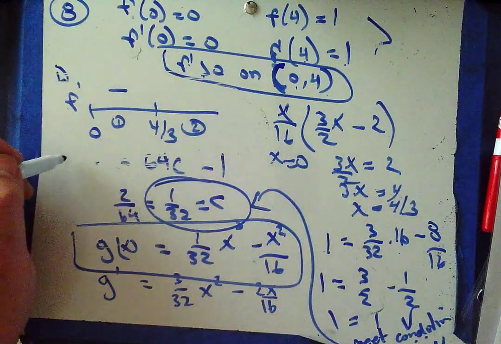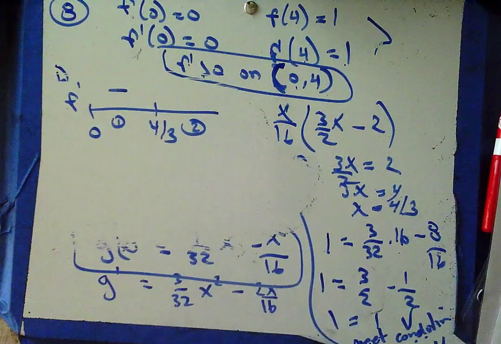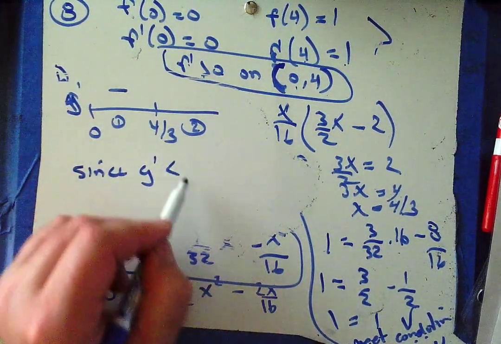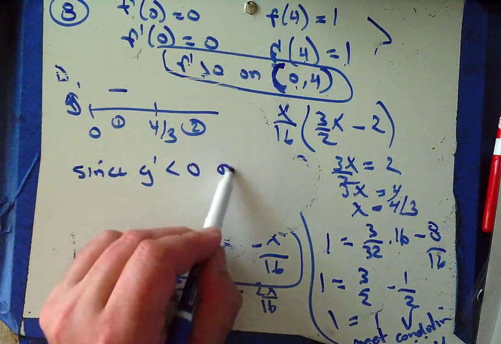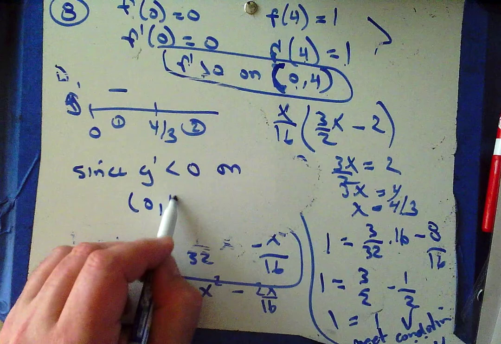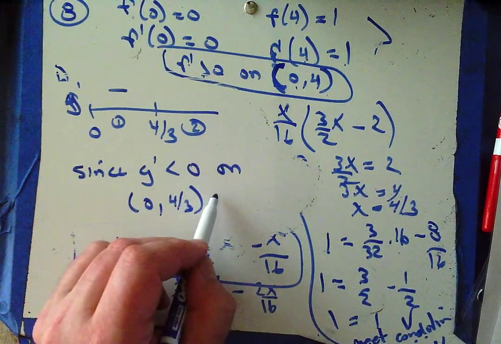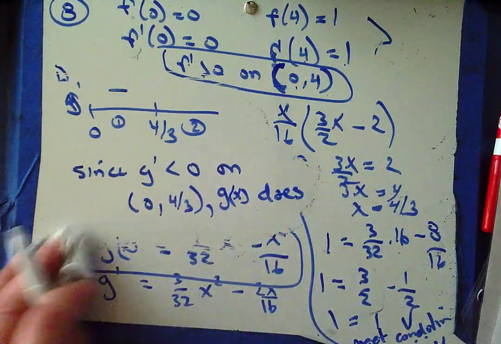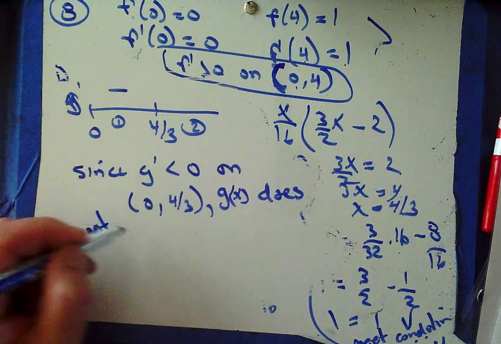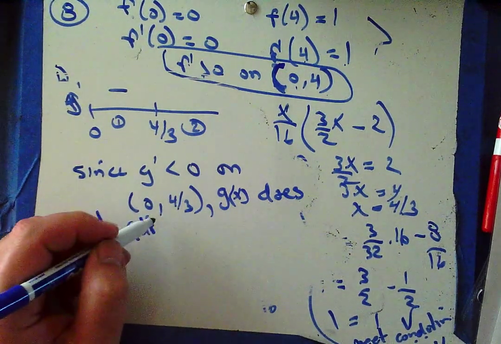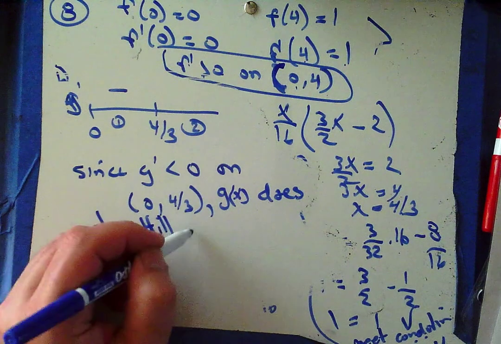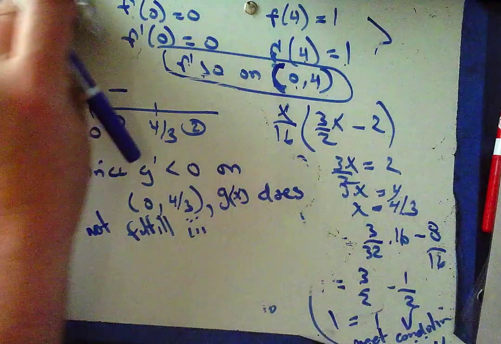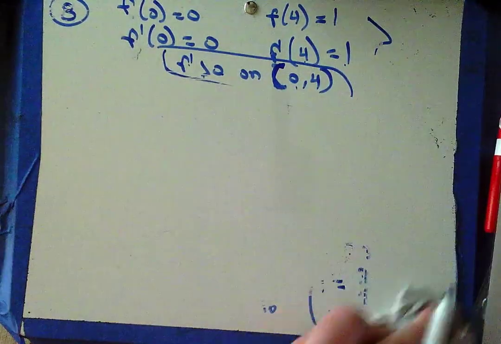Well, since g prime is less than 0 on 0 to 4/3, g of x does not fulfill triple I. Okay, that's part C, and now finally part D.